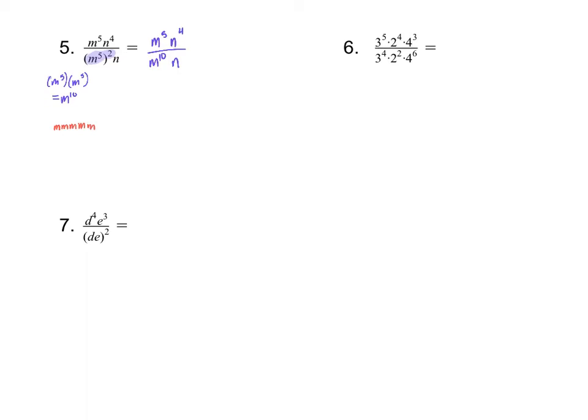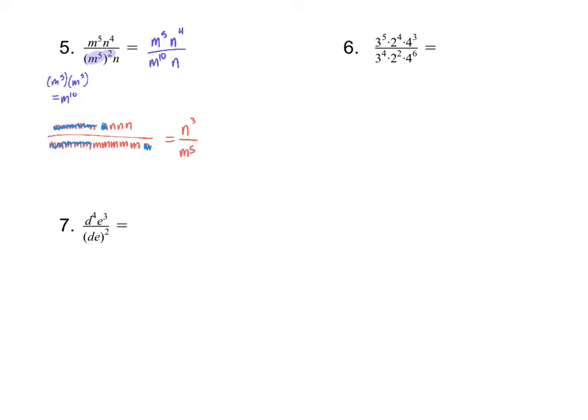Five m's on top, 4 n's on top, 10 m's on bottom, and 1 n on the bottom. So now if we're canceling out, I know that 5 of these m's on top cancel with 5 of these m's on the bottom, since everything is multiplying, and 1 of the n's will cancel with the n on the bottom. So that gives us n times n times n on the top, or n cubed, over m times m times m times m times m, which is m to the 5th.